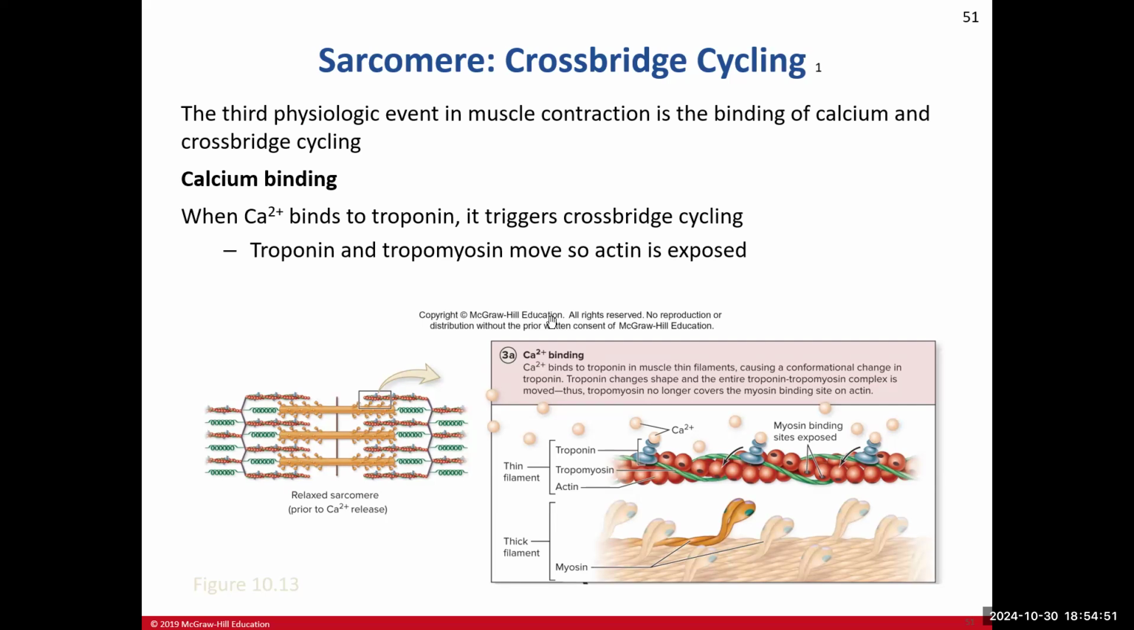Okay, so let's discuss the last part, the cross-bridge cycling, the actual shortening of the muscle sarcomere that we will see on gross inspection as a muscle contraction, the movement of the muscle there, right? So this third event is where we're going to see the binding of calcium.